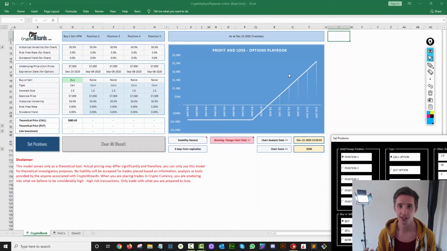I have a payoff chart. This is us now fast forwarding into December, into the future at expiration and seeing, okay, how much money have I made or lost? Well, I have a fixed loss if the price is below $7,000 because I paid $889 or $890 for this option.